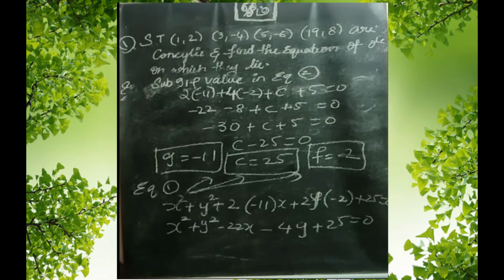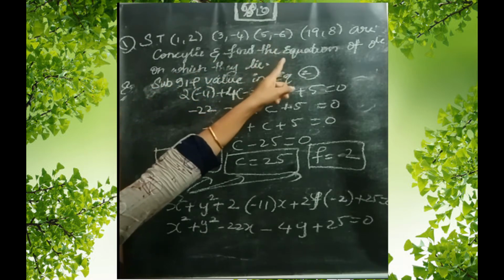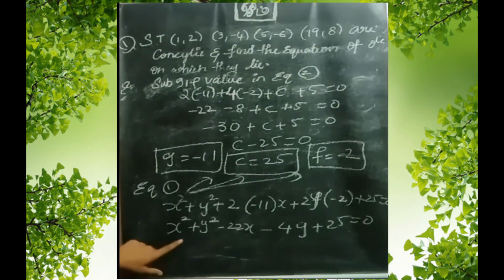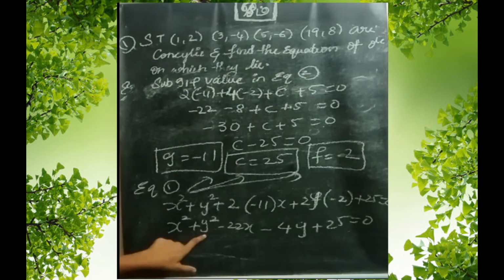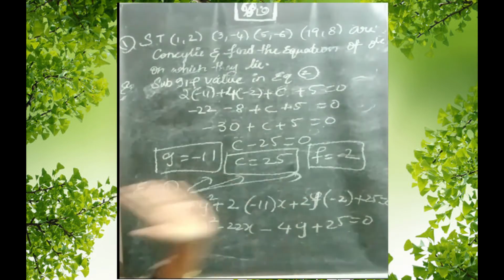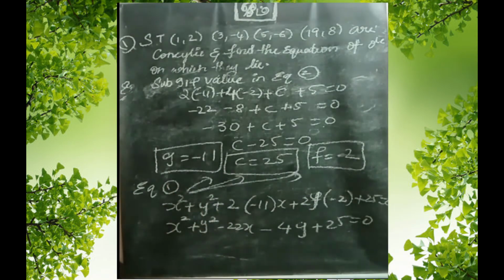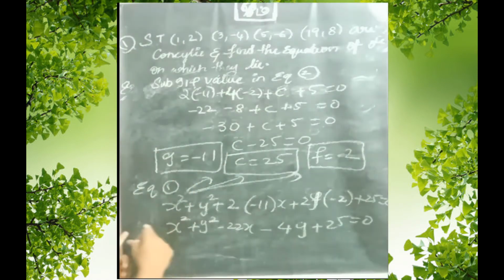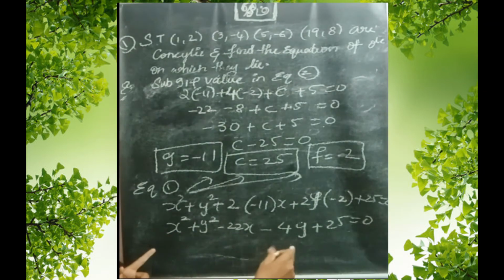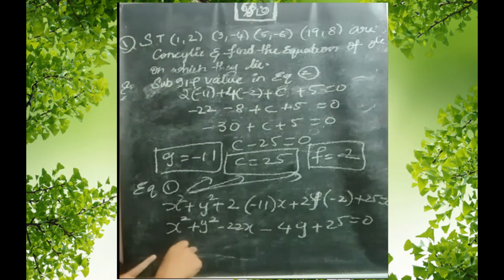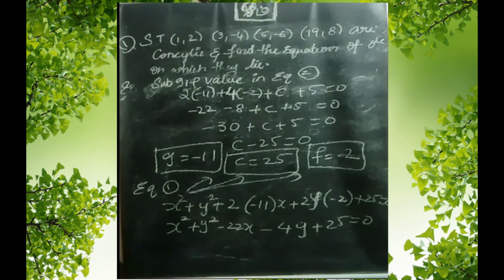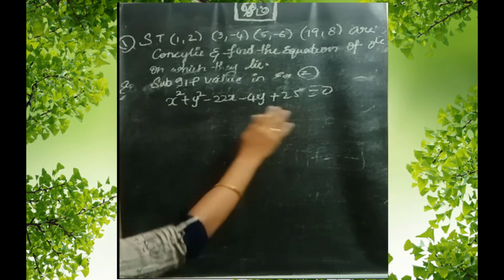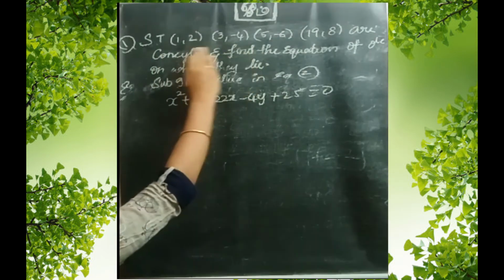But they have asked us to find out whether the points are concyclic. Now what we have to do? There is another point, 19, 8. That point has to be substituted in the place of x, y. If LHS equals RHS, that means you have to get 0. If the remaining point, when you substitute it in the equation which we have solved, becomes 0, then the 4 points are concyclic. Now substitute this 19, 8 in the equation which we have got from these three equations.